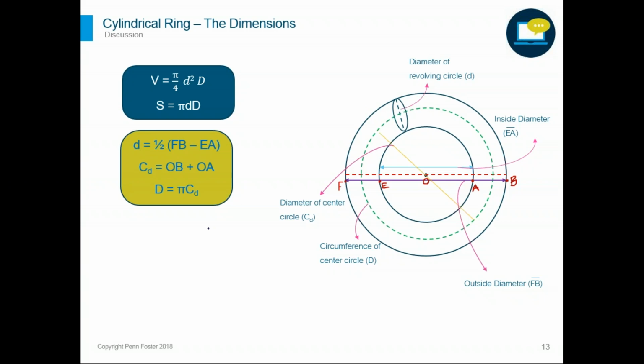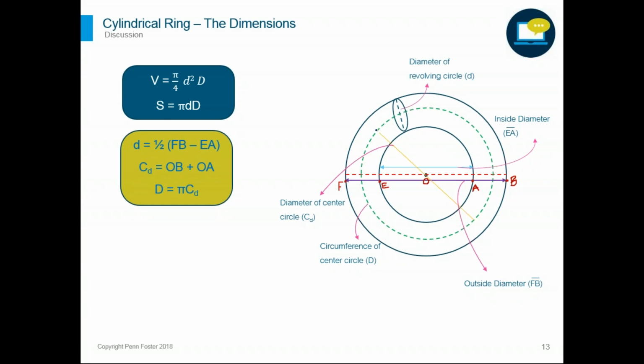Another thing that you will need in the formula is the circumference of the center circle. And the center circle, I did make it in green here. So that circle is imaginary. It's not something that you're able to touch or see. It's an imaginary line, a circle that goes through the center of the cylindrical ring. So we need the circumference of the circle.